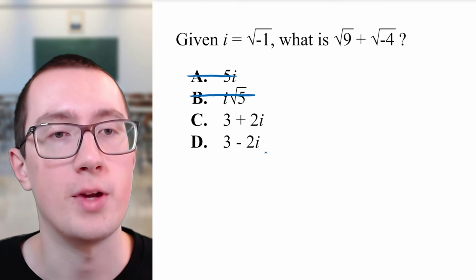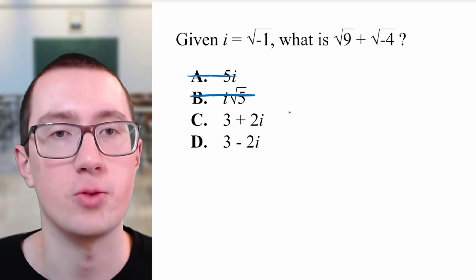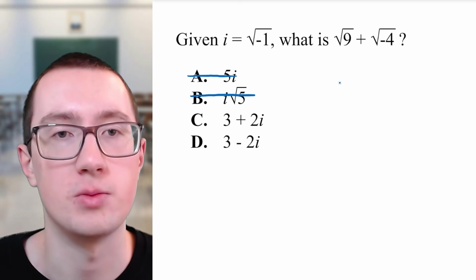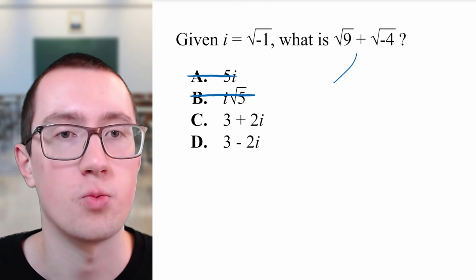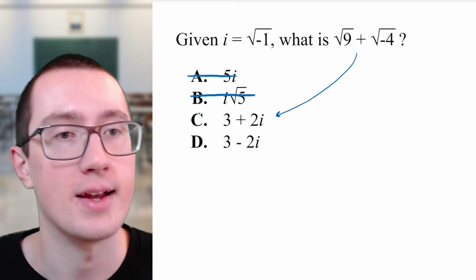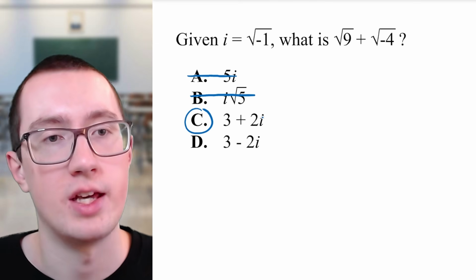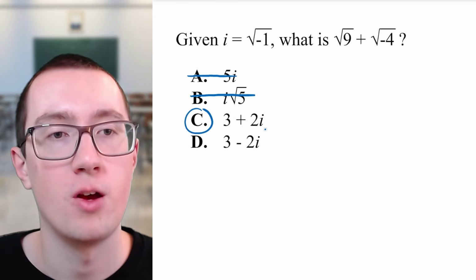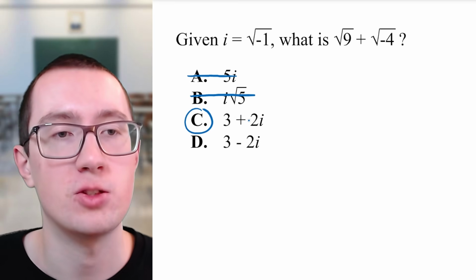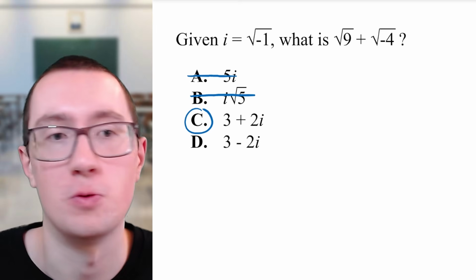Looking at these two answer choices might be enough to jog your memory about how we do this. To me, it looks like because we have a plus sign here and we have a plus sign here, the answer is probably C. But even if you didn't know that 3 plus 2i was the answer instead of 3 minus 2i, just eliminating those first two answers brought our guessing chances up to 50-50.